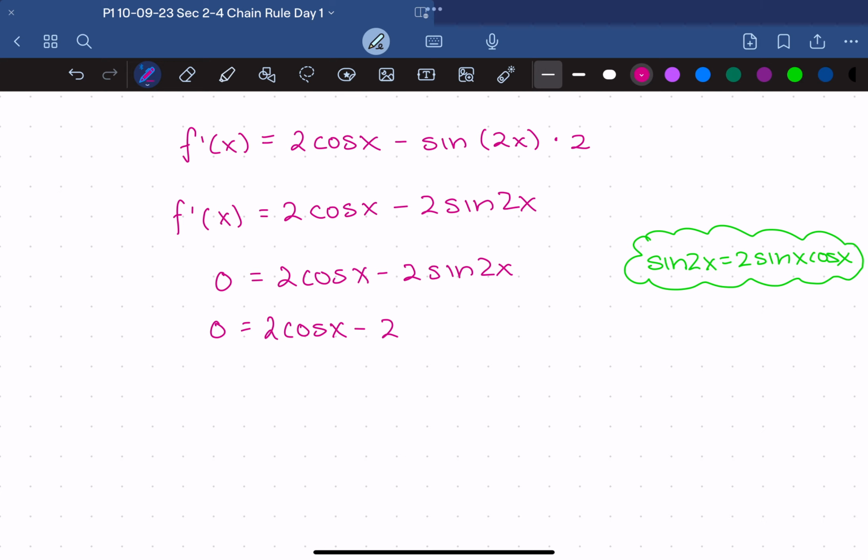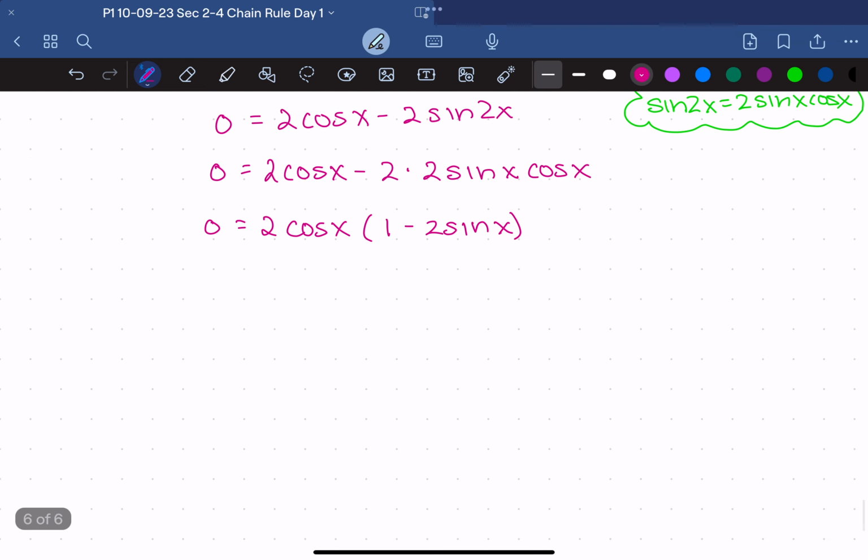I still have that 2 there, but then 2 sine x cosine x. And if I keep going with this, I can factor out a 2 cosine x. I am left with 1 minus 2 sine x. Set each factor equal to 0. And we're looking for where cosine x equals 0 and sine x equals 1/2.